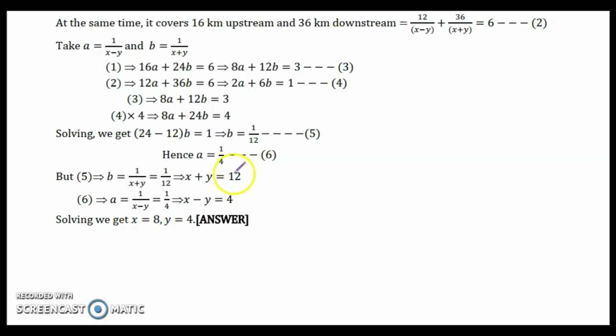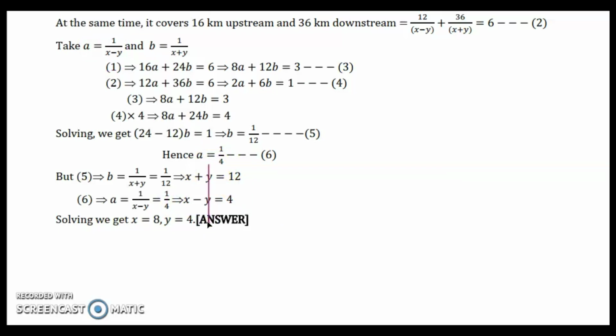Therefore, take those answers a and b and substitute in these two formats. b equal to 1 by x plus y, but what is b here? b equal to 1 by 12. That means 1 by x plus y equal to 1 by 12, that is x plus y equal to 12. In the same logic, x minus y equal to 4.